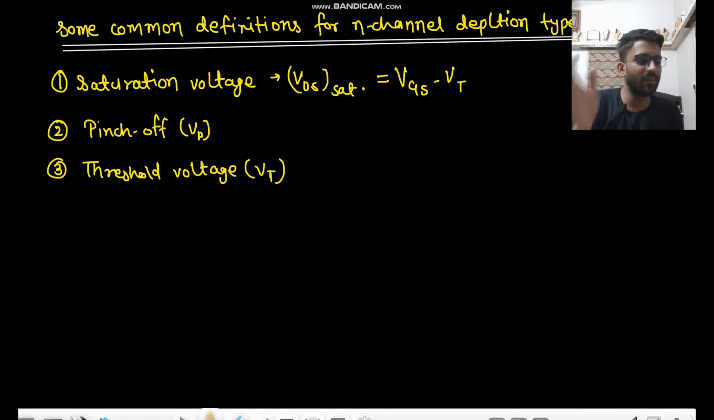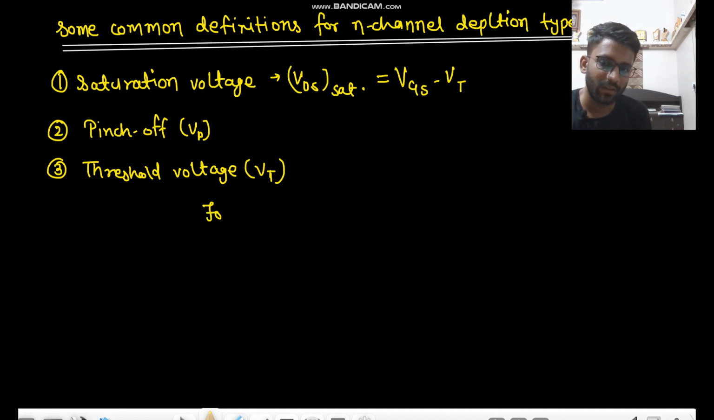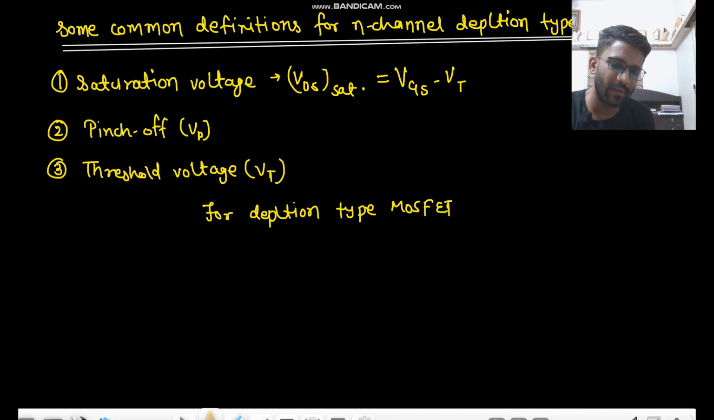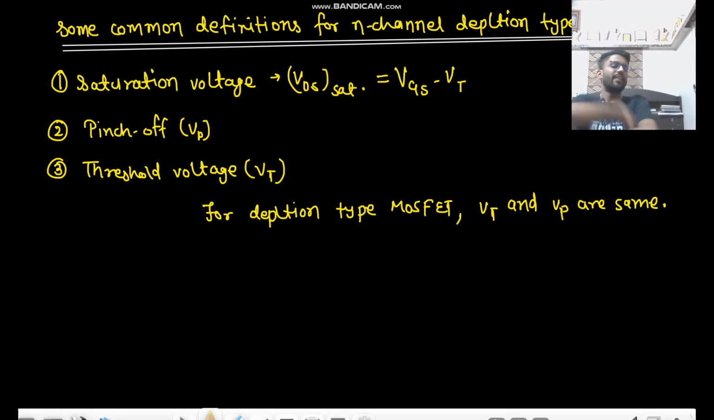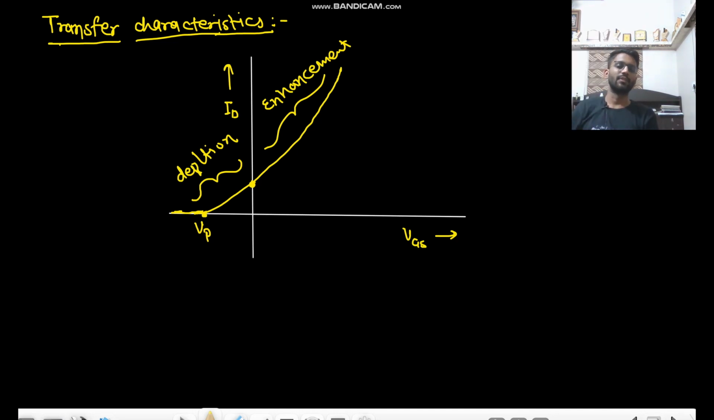Like the minimum value of VGS at which the drain current ID flows. Okay, so for depletion type MOSFET, VT and VP are same. Right? For depletion type MOSFET, VT and VP are same because the minimum value of VGS at which the current flows, what is that? That is the pinch off voltage.